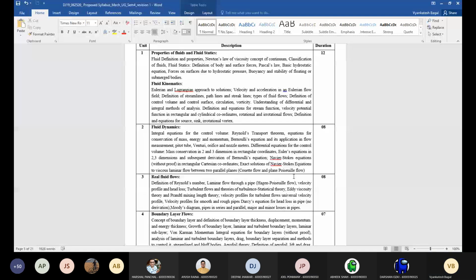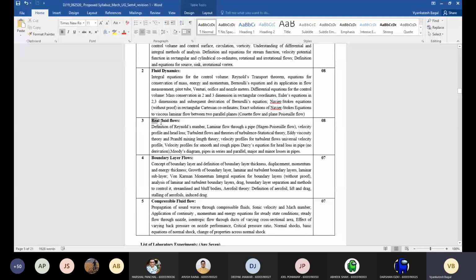Now we will talk about module 3 or unit 3. This unit 3 is dedicated to real fluid flows. In this, we'll define one of the most important dimensionless numbers in fluid flow, called the Reynolds number. This number is used to classify whether the flow is laminar or turbulent. That you will learn when we talk about this module in detail.